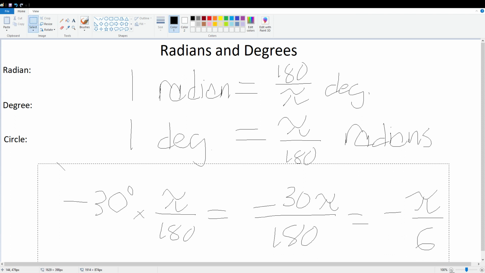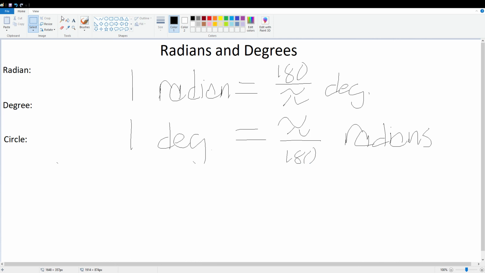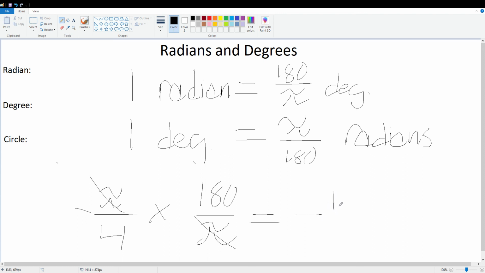The final one I got is negative pi over 4. Now we're going to convert this into degrees, so multiply it by 180 over pi. Remember that the pi symbols cancel out, so you should get negative 180 over 4, which simplifies to negative 45 degrees. And just like that, that is how you convert radians to degrees and vice versa.